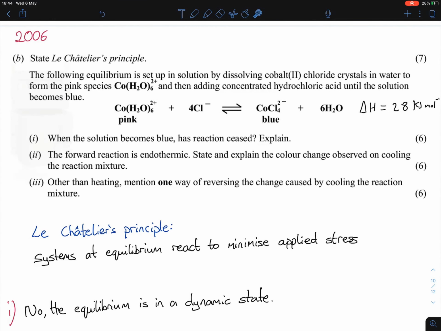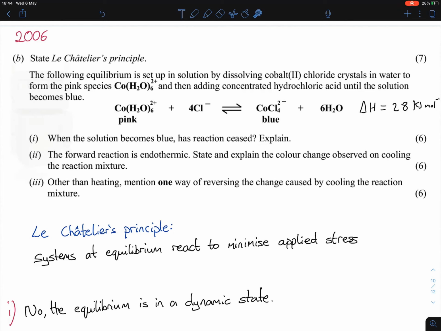Part 3. Other than heating, mention one way of reversing the change caused by cooling the reaction. Now, this is a tough one. Some people will be thinking, can we go down the route of pressure? I'd recommend you don't, because we're adding hydrochloric acid. We can assume this is in liquid format because we're dissolving things in water, and pressure has no impact on liquids or solids for that matter. It's definitely not gases that we're dealing with here, so ignore pressure.